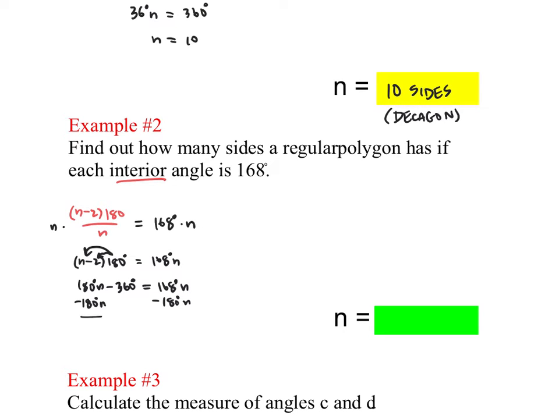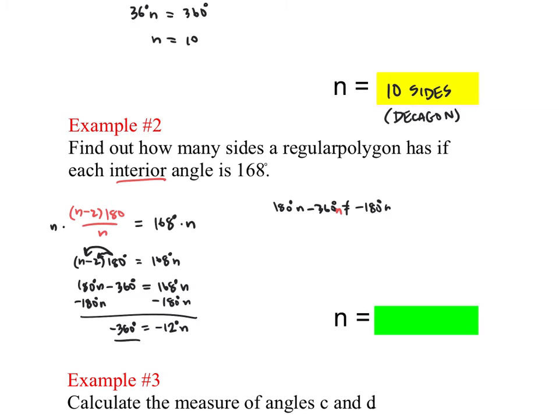Those are like terms. Okay, common mistake. This is not true to say that this is equal to negative 180n. It's not. Notice they are not like terms because 360 does not have an n attached, so be careful. All right, so I'm going to get negative 360 is equal to negative 12n.